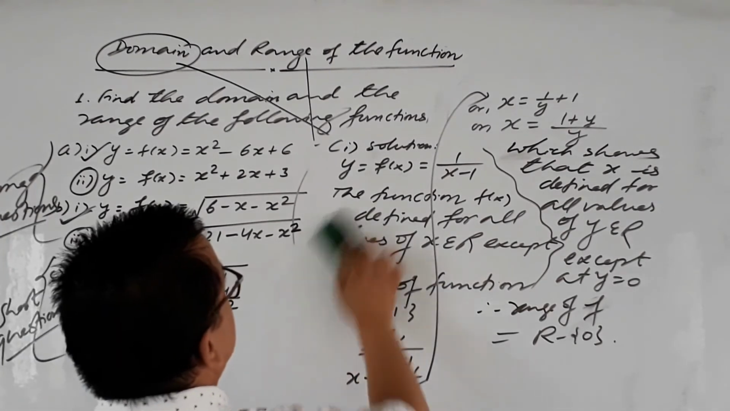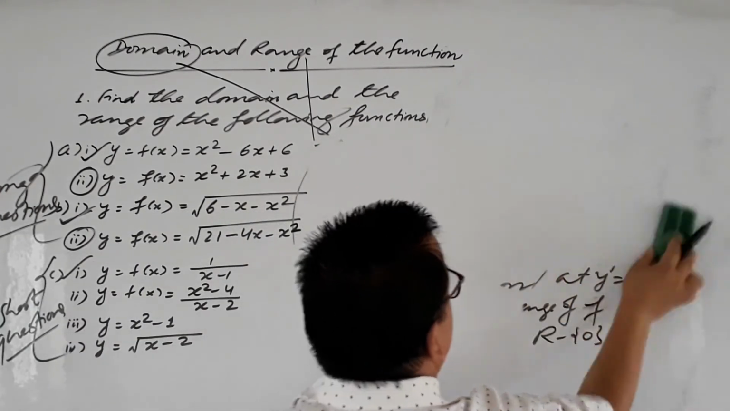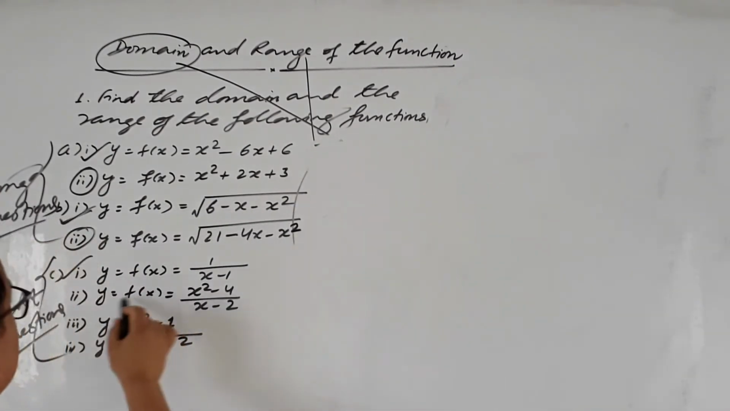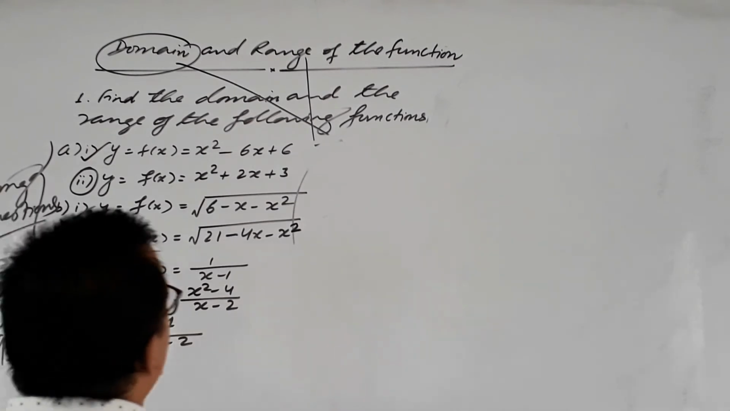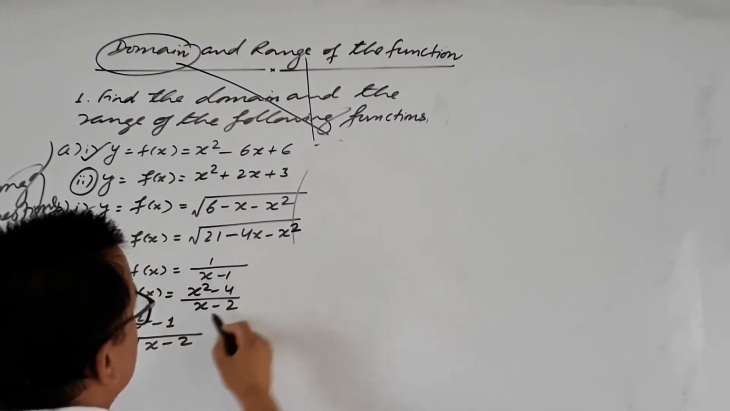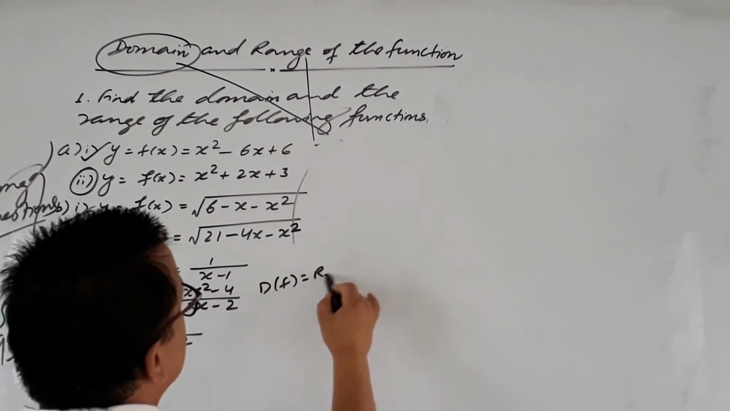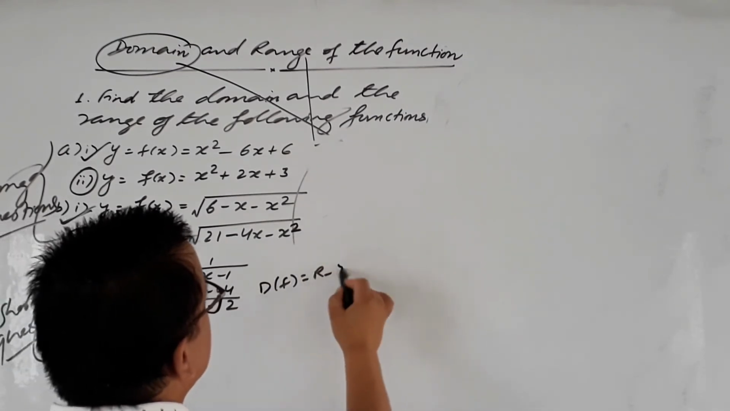See, now this you will do yourself, I guess you can do. Listen to me. The domain of the function is R minus the set of 2.